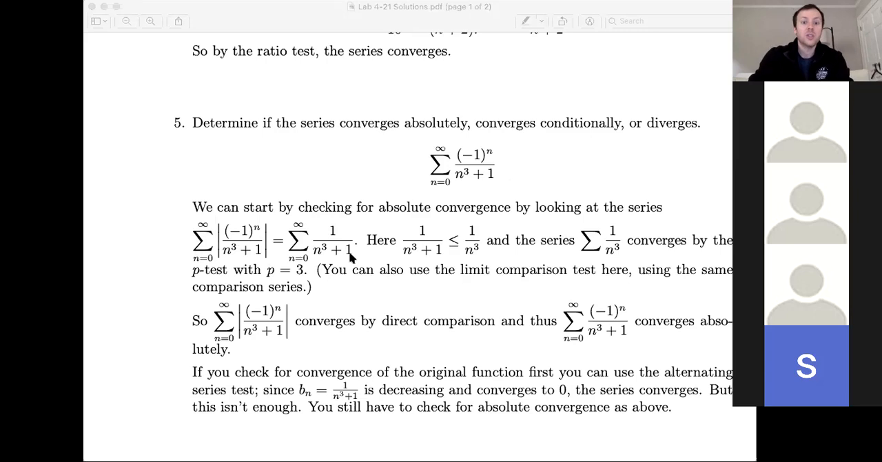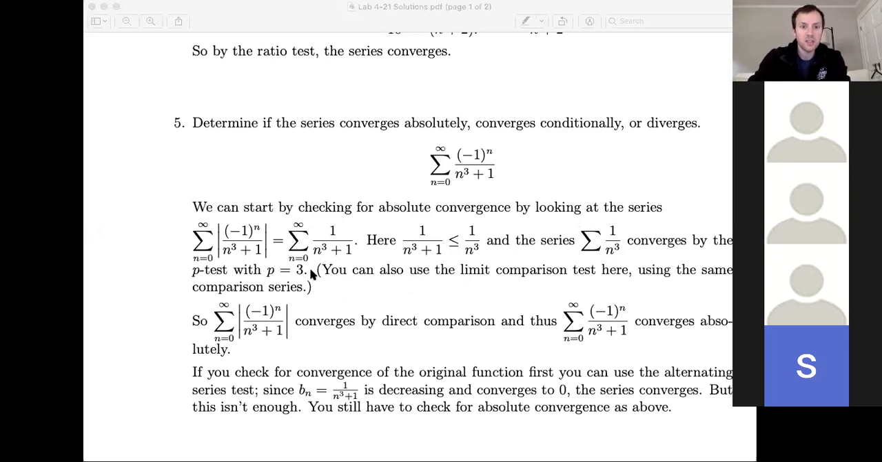And in this case, you can do a direct comparison test. Now, you don't just want to write this, you want to kind of make sure that it's actually true. But here the denominator is bigger with the plus 1, and that makes the fraction smaller. So we have this inequality, and the series 1 over n cubed converges because it's a p series with p equals 3. You can also do a limit comparison test with this same comparison series, and the limit turns out to be 1, which is not 0.